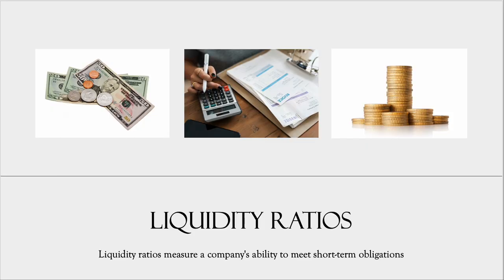Let's start with liquidity ratios. These ratios measure a company's ability to meet its short term obligations, meaning how well it can cover its bills that are due within the next year. Imagine you are looking at a company's balance sheet. Liquidity ratios help you determine if the business has enough cash or assets that can be easily converted into cash to pay off its current liabilities. This is crucial for understanding if a company can avoid cash flow problems, especially during tough economic times. A company with good liquidity ratios is considered financially stable in the short term, which is always a positive sign for creditors and investors.